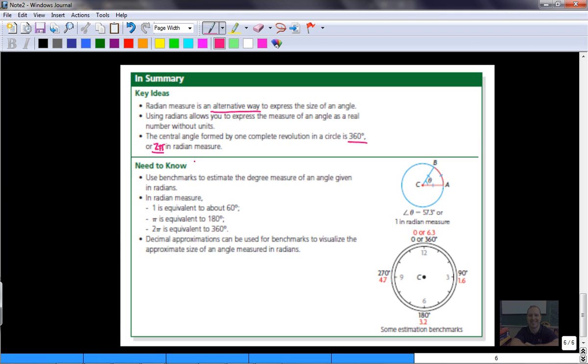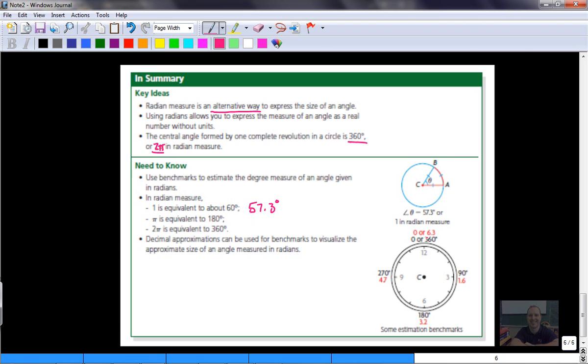All right. Now, 1 radian is equivalent to close to 60. We said it was 57.3. Pi radians is 180. 2 pi is 360. Decimal approximations can be used as benchmarks to visualize the approximate size of an angle in radians.